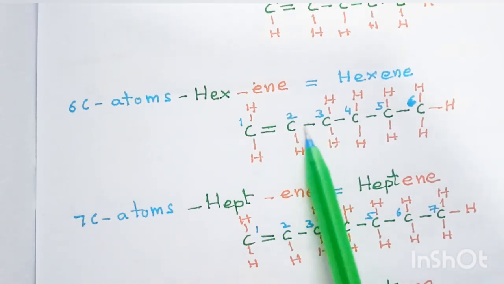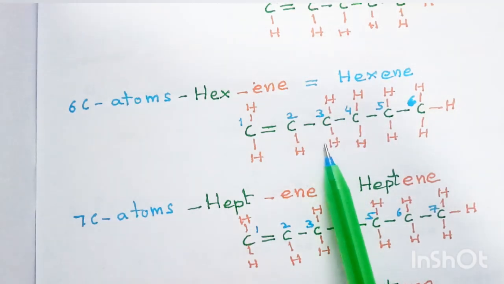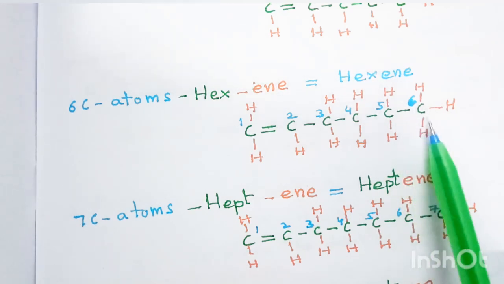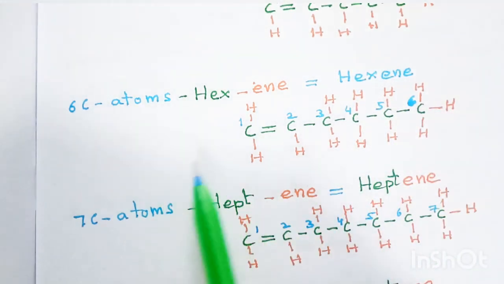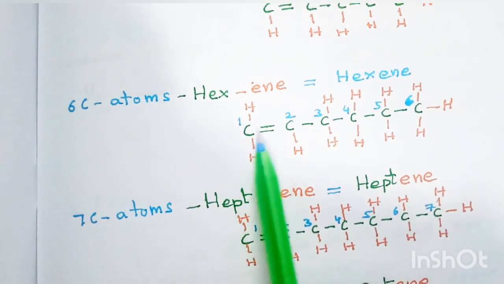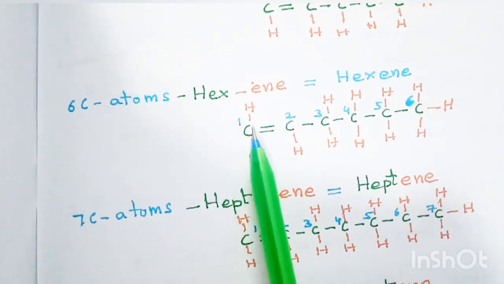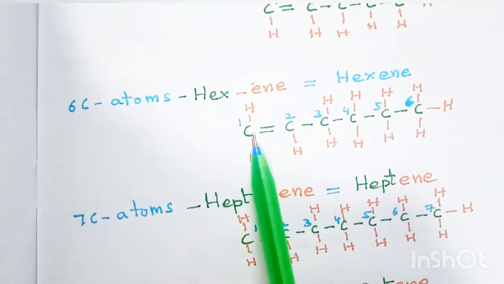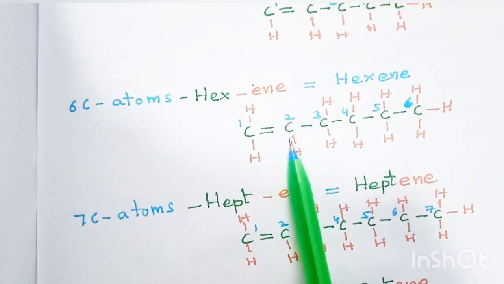Similarly, third carbon has 2 carbon-carbon single bonds. So it needs 2 more hydrogens. So it gets attached to 2 hydrogen atoms. Similarly, the remaining carbon atoms get attached to hydrogen atoms to have 4 bonds in total for each carbon atom. So we can simply write this structure easily. We have to see that each carbon is having 4 bonds. So if a carbon has a double bond, this carbon needs 2 more hydrogens. This carbon has a double bond and a single bond with another carbon. So it needs 1 more bond. So 1 hydrogen has to be attached here.